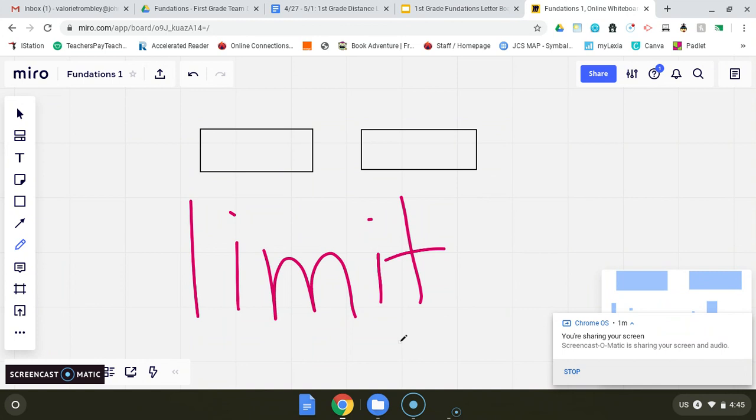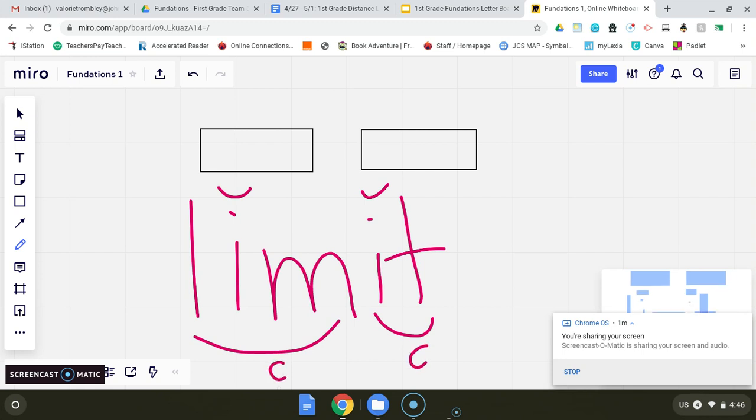I'm going to think about the two syllables, and I'm going to mark it by scooping our first push of breath, or our first syllable, and then our second push of breath, or second syllable. And both of these I's, we've already said, are short I sounds, and they are both closed syllables. Our word is lim, it, limit.